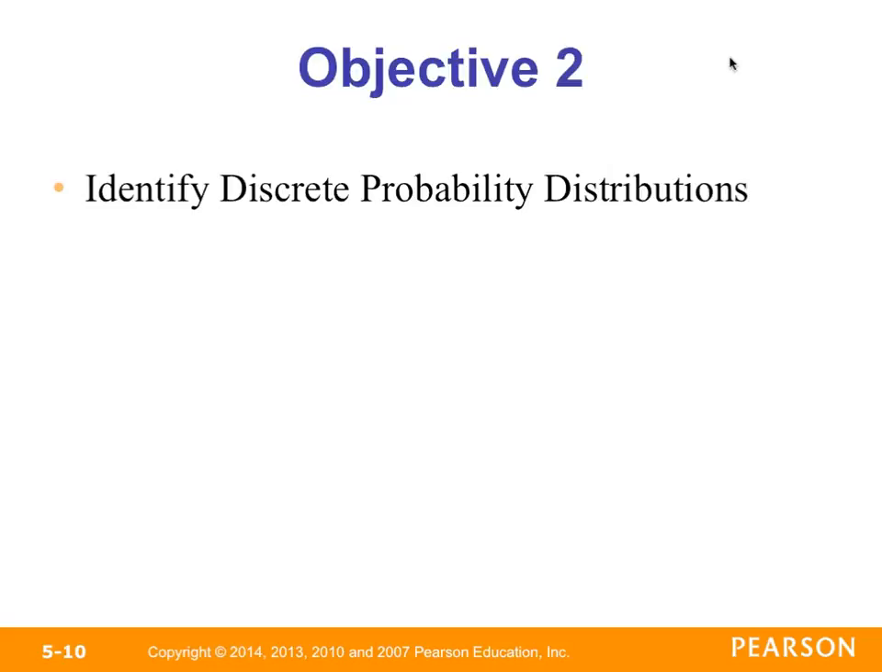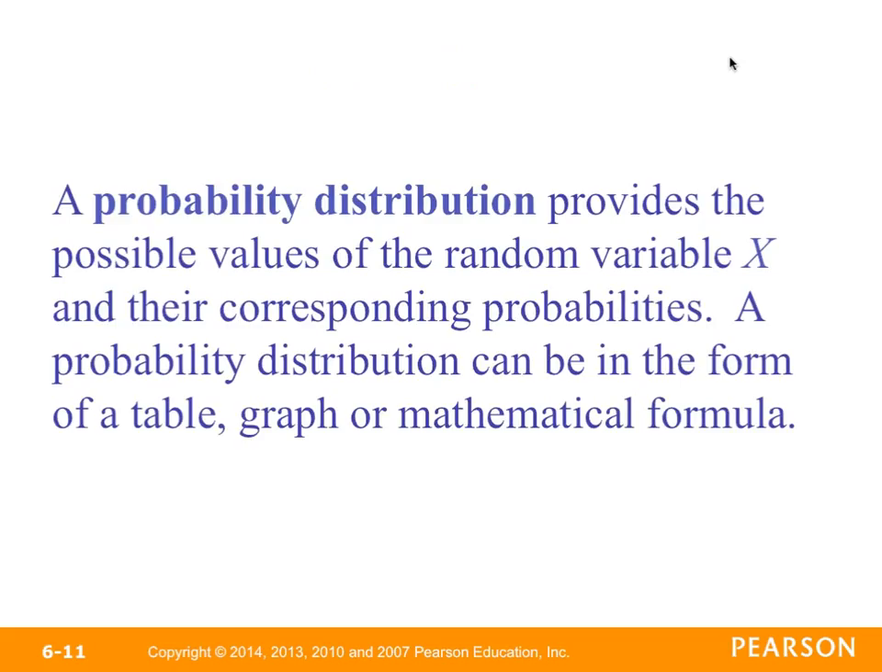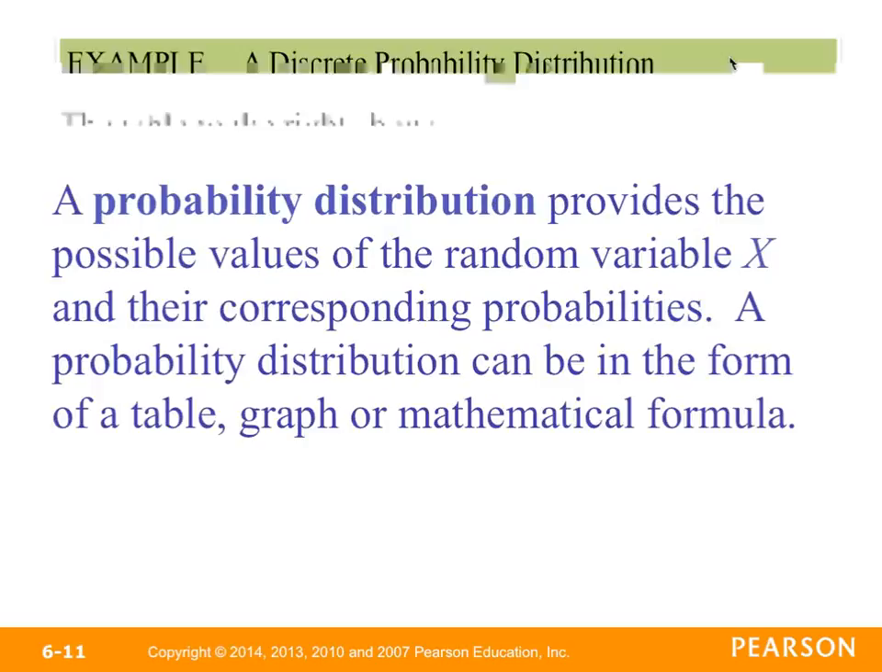All right, for objective 2, what we want to do is actually identify discrete probability distributions. So first, let's talk about what a probability distribution is. A probability distribution essentially just provides the possible values of the random variable x and their corresponding probabilities. So it can either be in the form of a table, a graph, a formula, and so on.